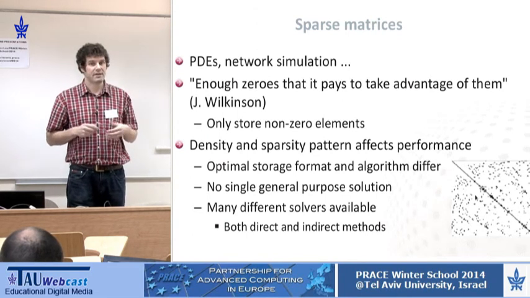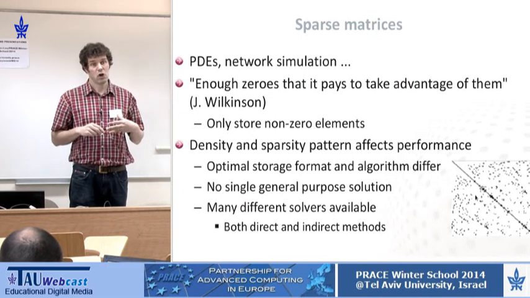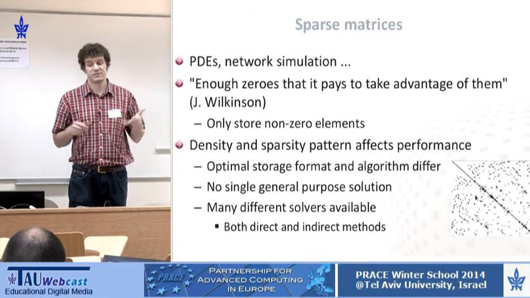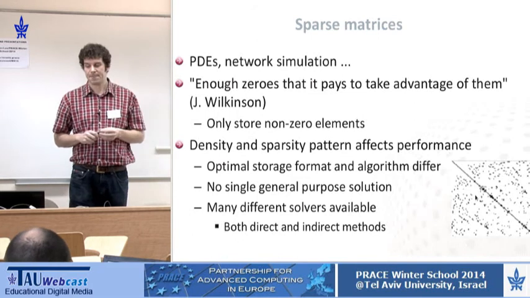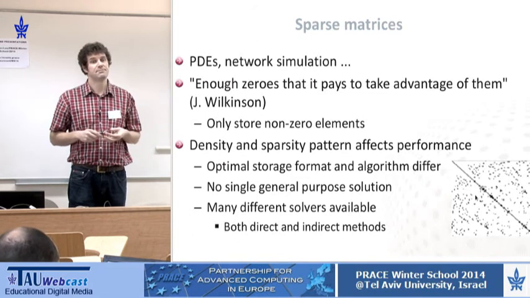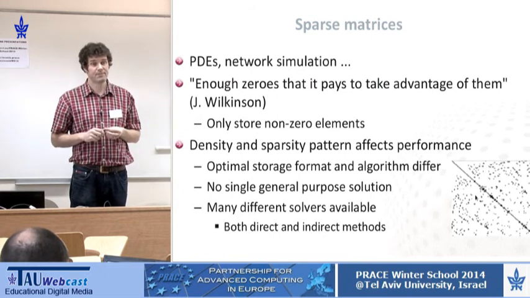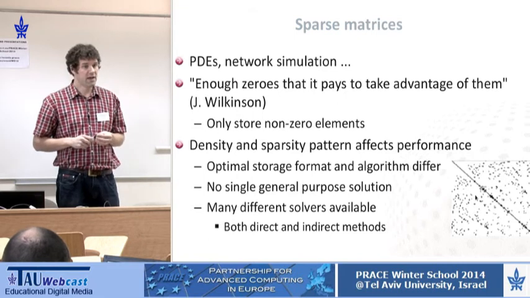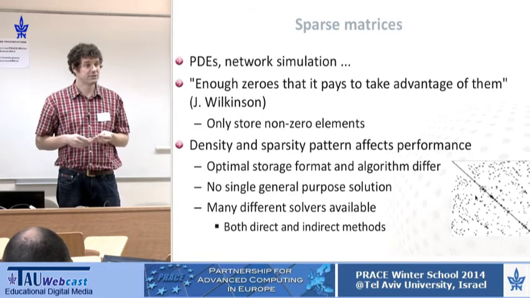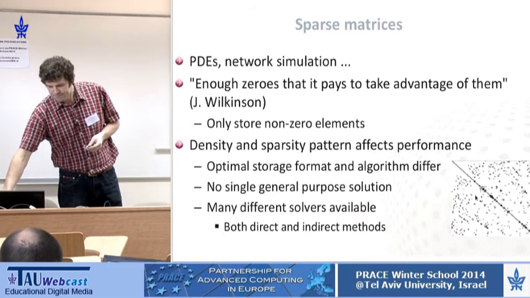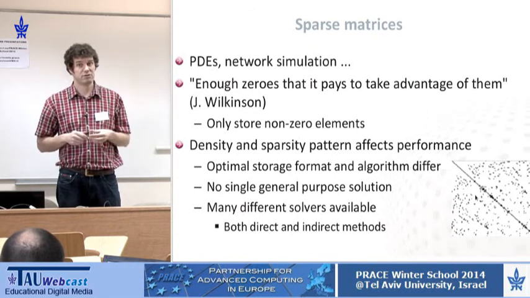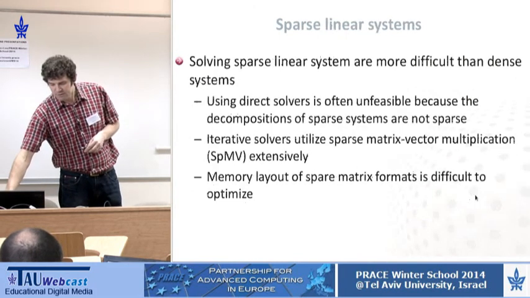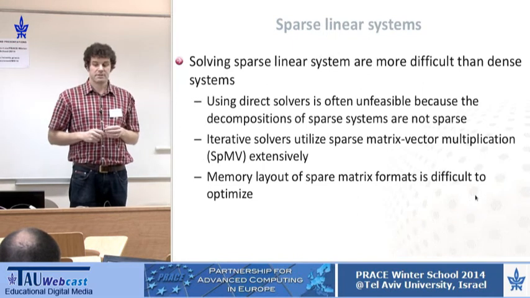With sparse matrix problems, you typically don't want to store all the elements of the matrix. If there are enough zeros, it doesn't make sense to store them. It makes sense to store only the non-zero values, but then you need some mapping of which matrix indices are non-zero. There are different formats for this mapping and for storing the matrix in memory. Depending on the sparsity pattern and type of application, different storage formats might be usable. And there is no single general purpose solution, both for the methods to use and for the storage format.